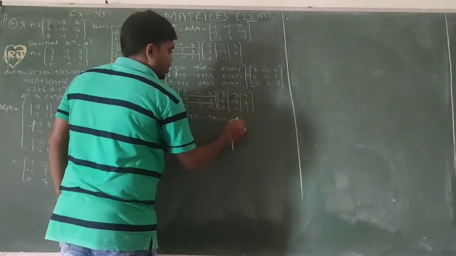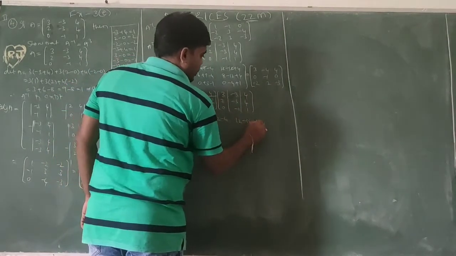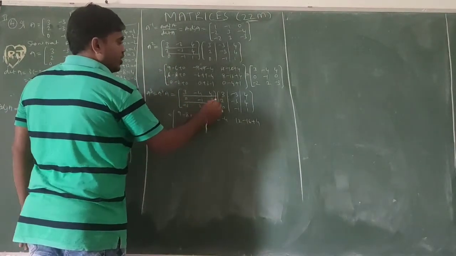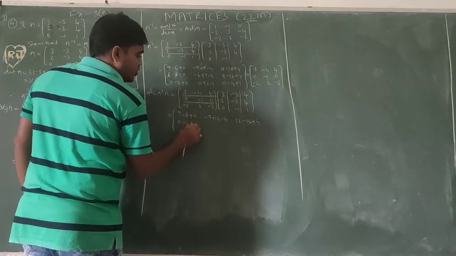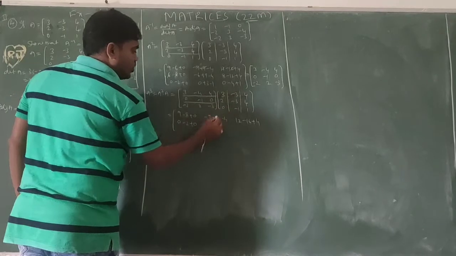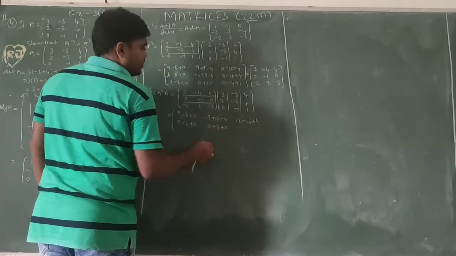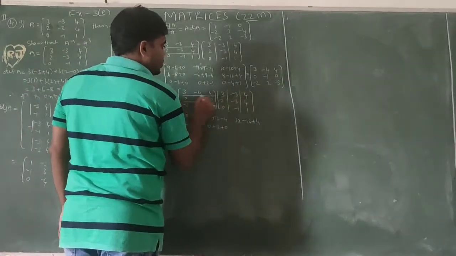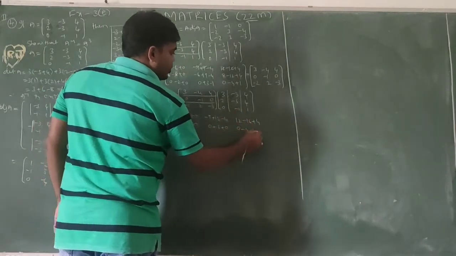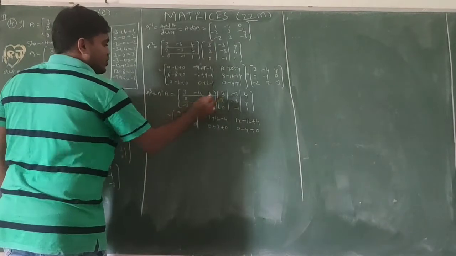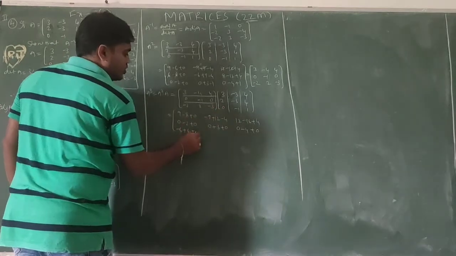Next, 3 into 4 is 12, minus 4 into 4 minus 16, 4 into 1 is 4. Now second row first column: 0 into 3 is 0, minus 1 into 2 minus 2, 0 into 0 is 0. Second row second column: 0 into minus 3 is 0, minus 1 into minus 3 plus 3, 0 into minus 1 is 0. Next second row third column: 0 into 4 is 0, minus 1 into 4 minus 4, 0 into 1 is 0. Next third row first column: minus 2 into 3 minus 6, 2 into 2 is 4, minus 3 into 0 is 0.